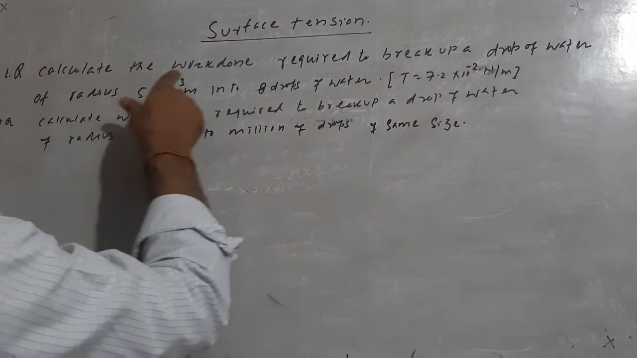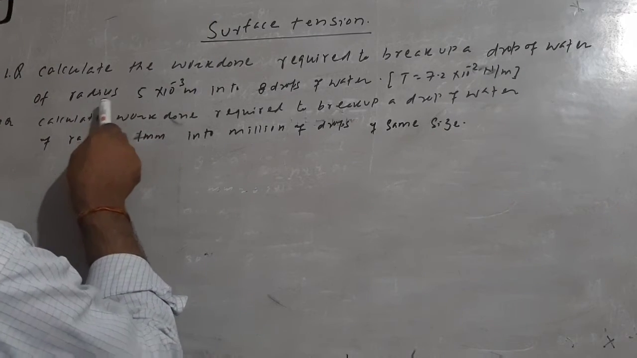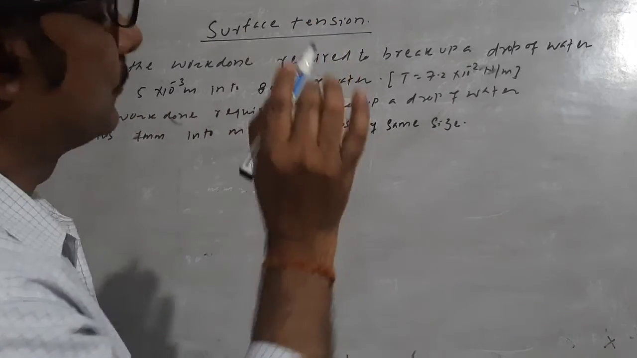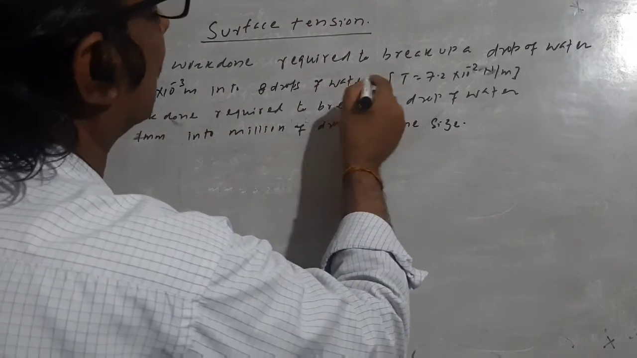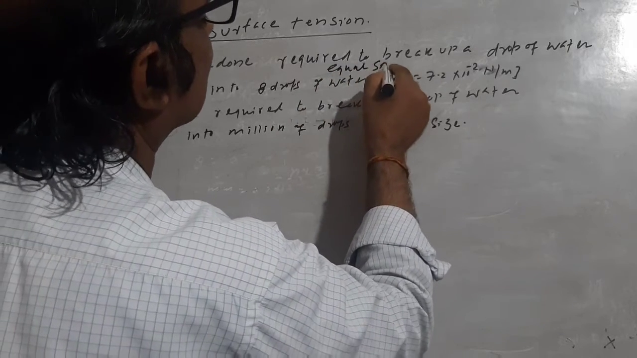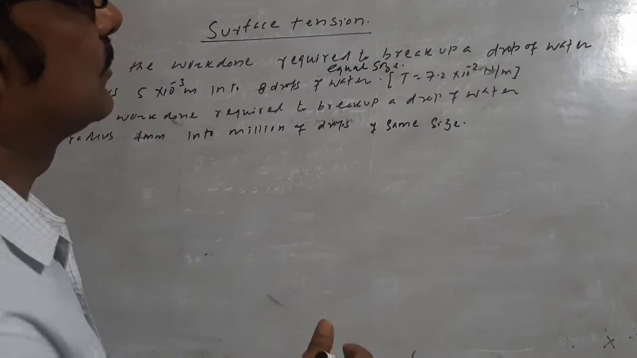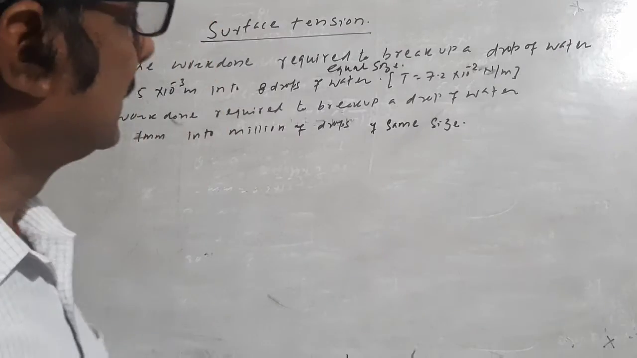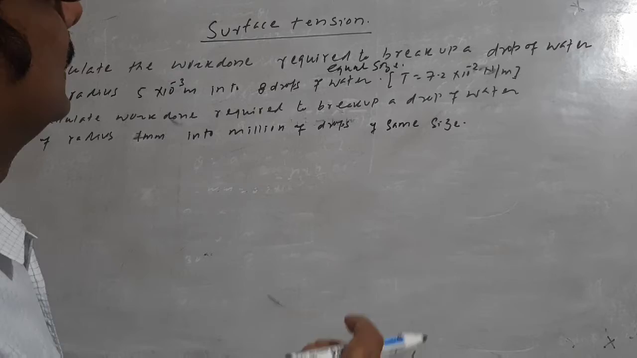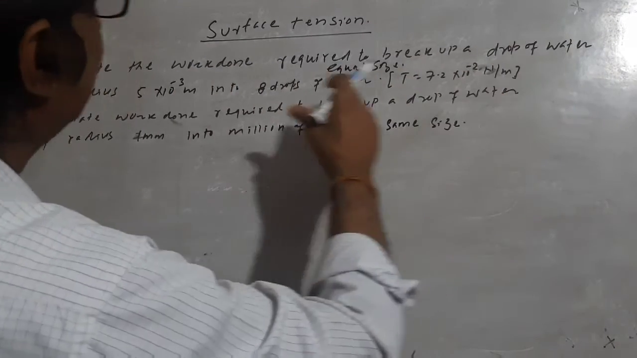First, calculate the work done required to break up a drop of water of radius 5 into 10 to the power minus 3 meter into 8 drops of equal size. The value of surface tension is given as 7.2 into 10 to the power minus 2 Newton per meter. So how to solve the problem? There are two different approaches I am going to discuss. First, what are the relevant data?